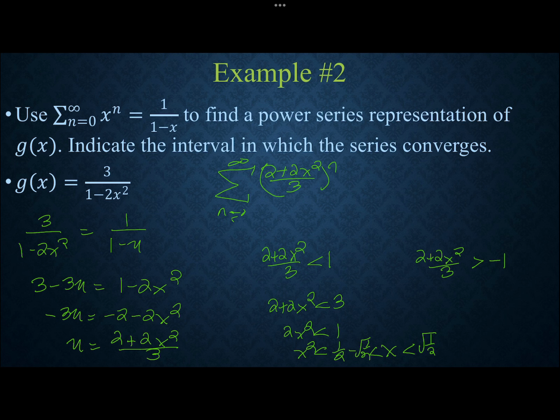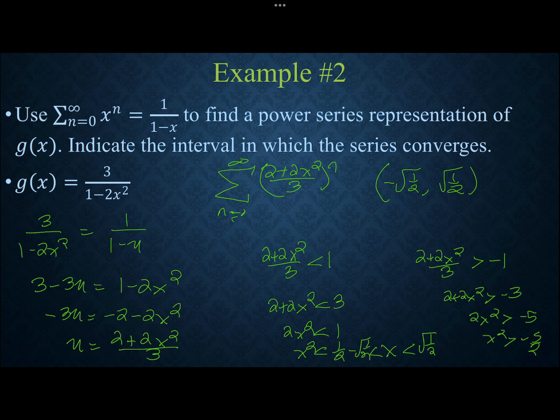And that's going to be our final answer there, because we're going to find on the other side, if we work this out, we're going to get 2 + 2x² greater than negative 3. 2x² is greater than negative 5. x² is greater than negative 5/2. That's always true. Positive is always bigger than a negative there. So that's irrelevant in terms of the convergence, so we're only going to worry about converging between the negative square root of 1/2 and the positive square root of 1/2. We don't have to worry about rationalizing that. You can just leave it in that format right there.